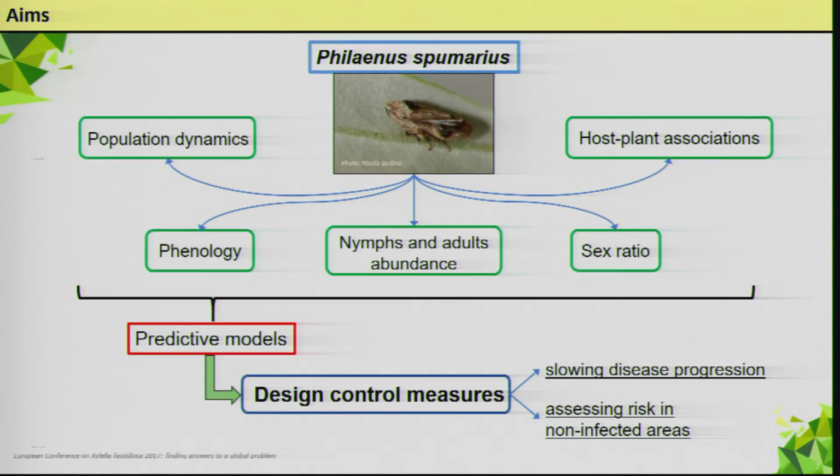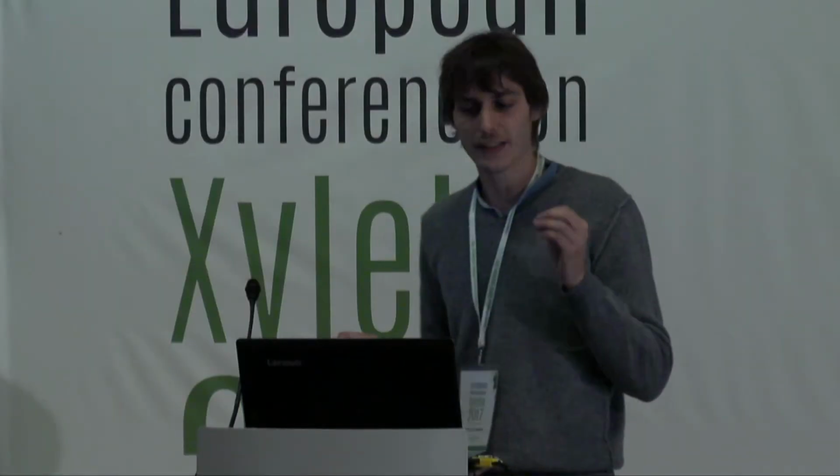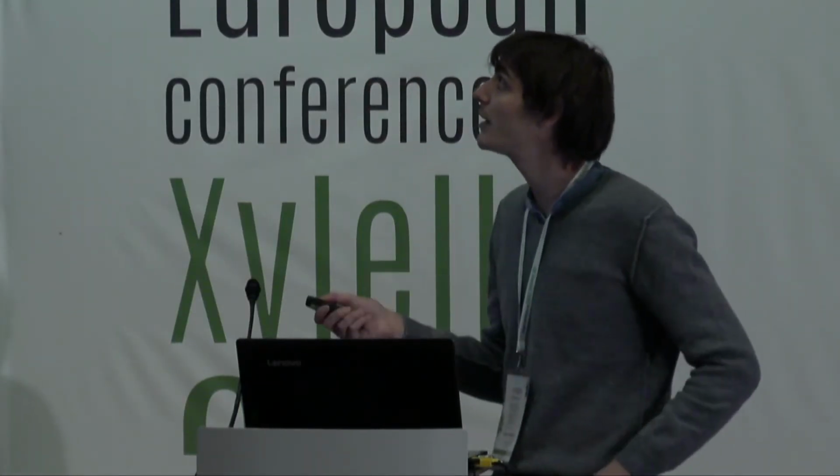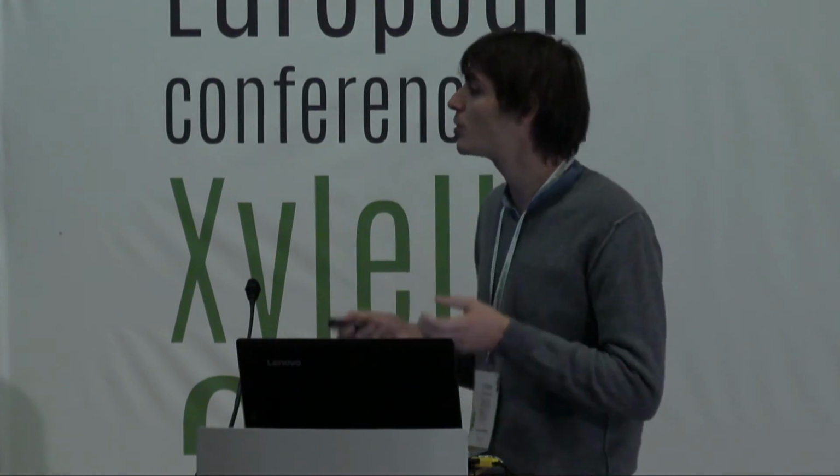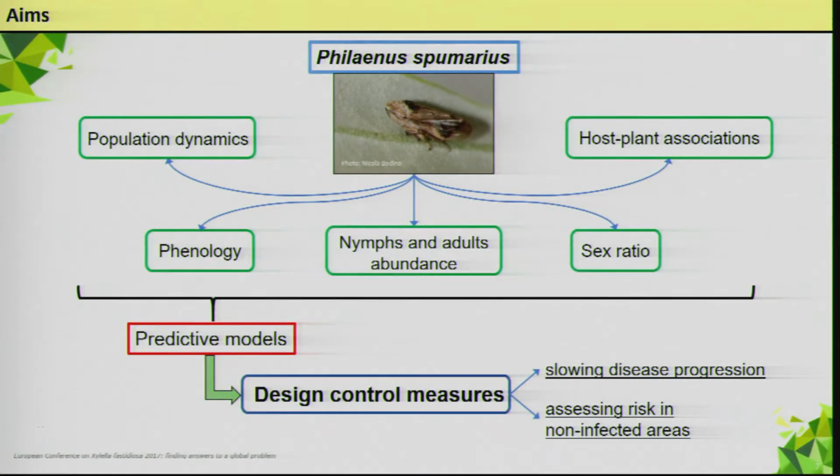Therefore, the aim of this study was focused on Philaenus spumarius and on some aspects of its biology and ecology, in particular population dynamics, phenology, nymph and adult abundance, host-plant association, and sex ratio. All this information will be used to create predictive models useful to design effective control measures, both to slow the disease progression and to assess risk in non-infected areas.